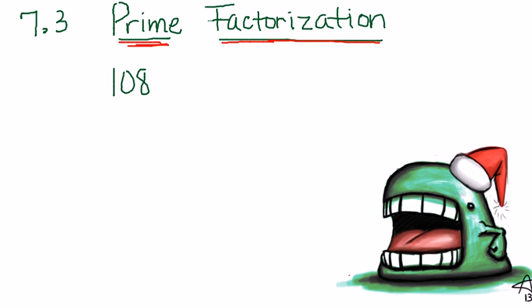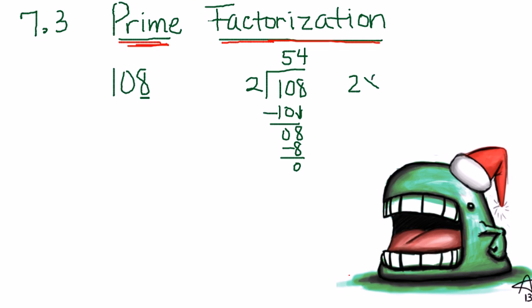All right, let's try 108. Now, you may not know off the top of your head all the factor pairs for 108. But what we do know is this is an even number, so therefore it's always divisible by what? 2, exactly. So I'm going to go ahead and divide it by 2, and when I do, I get 5, and this is 10, and subtract, bring down my 8, it'll go into 8 4 times, with no remainder. So a factor pair of 108 is 2 times 54.